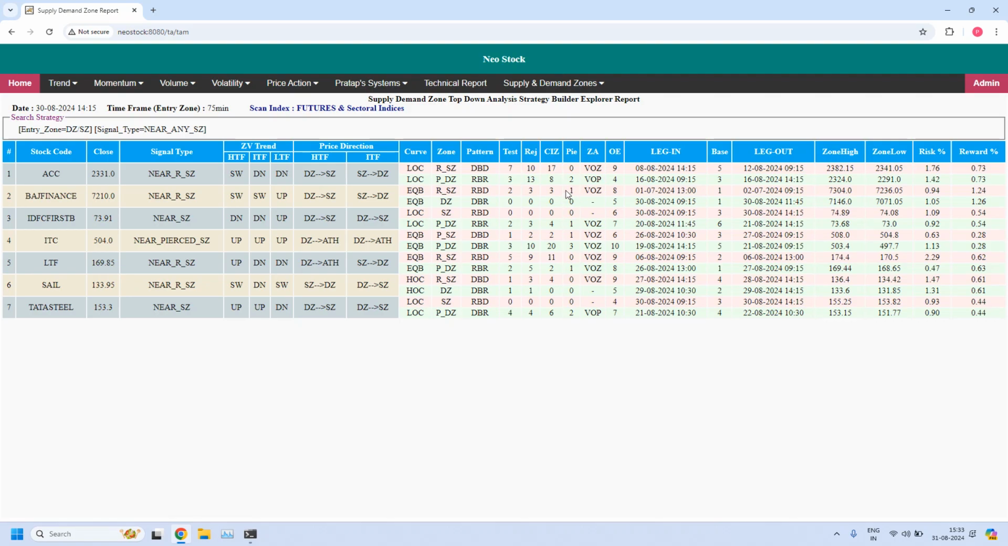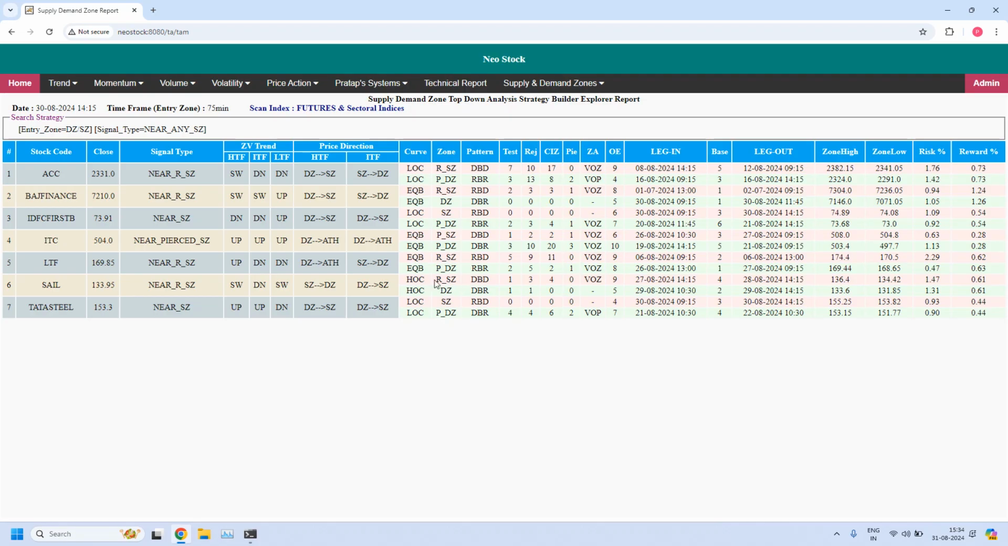Next one, Bajaj Finance is not valid. This is already pierced. And then we have LTF, again the same stock. We got a very good trade yesterday. It is repeated. If you can find a fresh fine-tuned 5-minute zone, you can plan the trade.